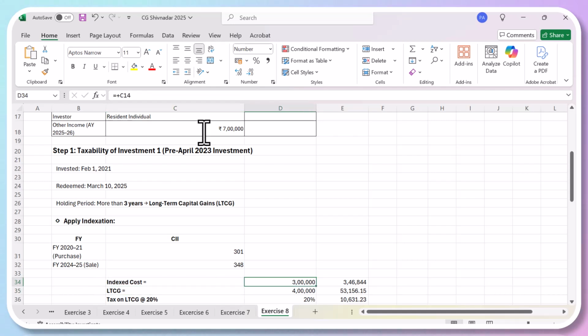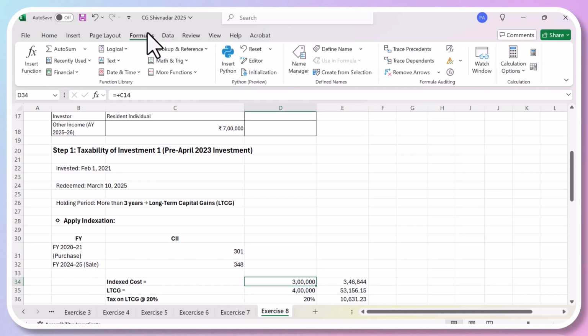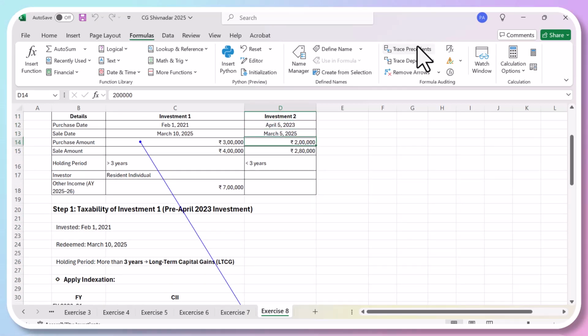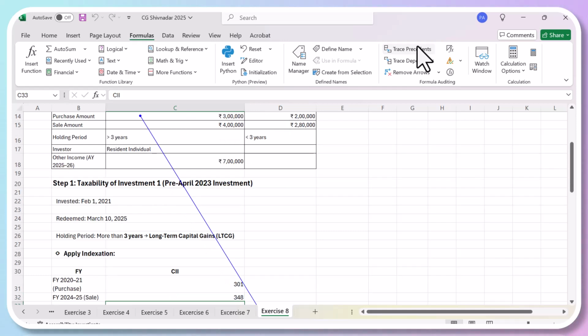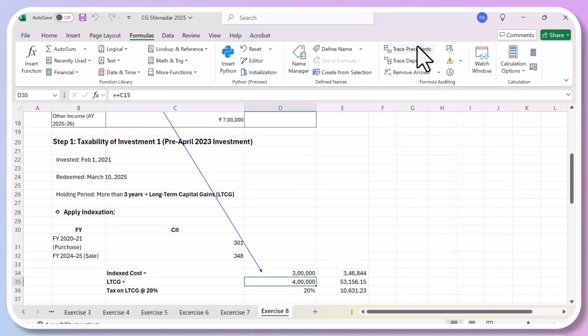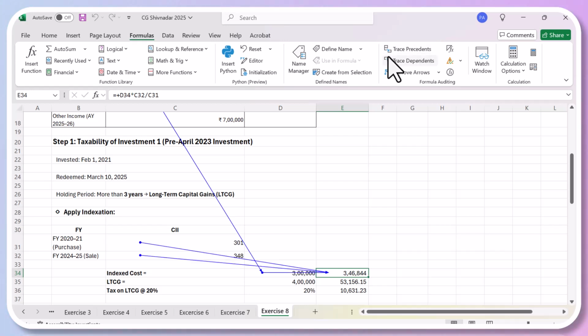Now you have bought it for 3 lakhs. Okay. So just go to the formula. You bought it for how much? The first investment you bought it for 3 lakhs. Okay. And then you sold them at 4 lakhs. Okay. Now, first you have to calculate the indexation cost, which is basically, I'm just going to remove that. So this is basically the 3 lakhs multiplied by 348. So if you can see the formula, it is C32 divided by C31, which is 348 divided by 301, into D44, which is 3 lakhs.